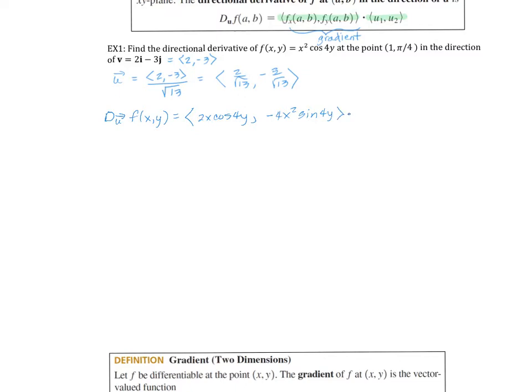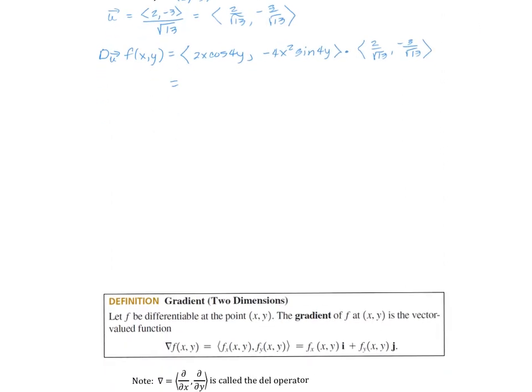So partial with respect to x, partial with respect to y, and then I'm going to dot it with this vector 2 over the square root of 13, negative 3 over the square root of 13. This will simply be a multiply, add, multiply. So 4x cosine of 4y over square root of 13, negative, negative, that's going to be a plus 12x squared sine of 4y over square root of 13.